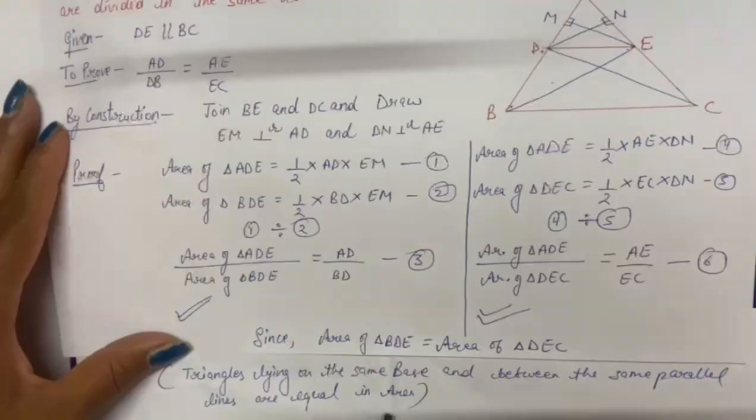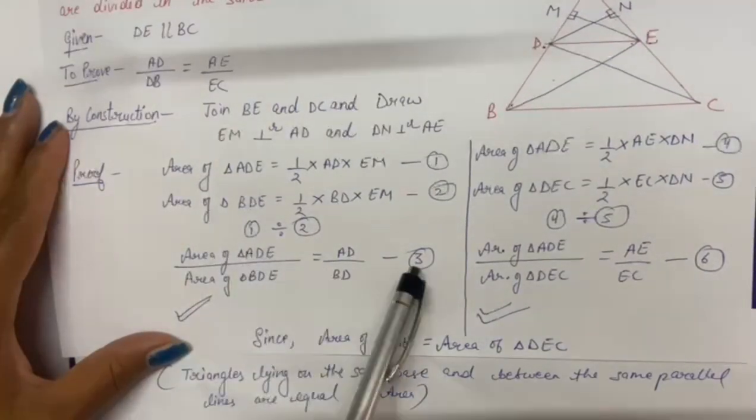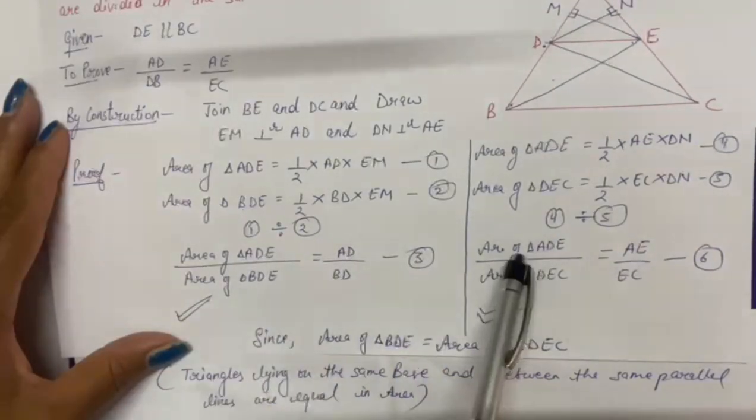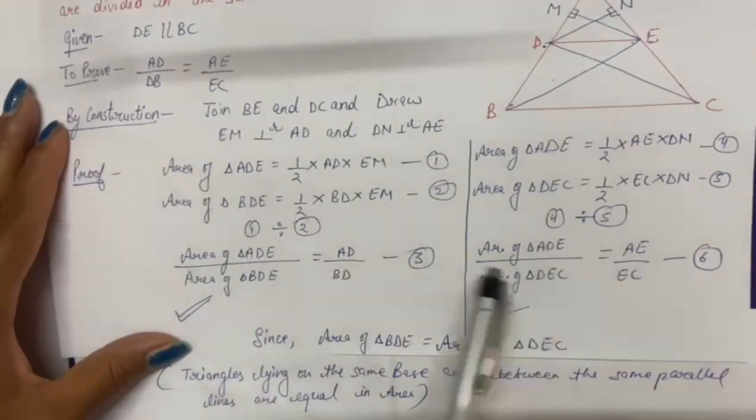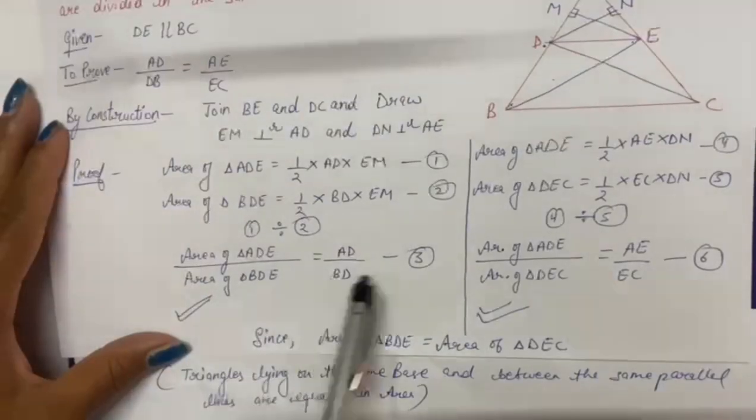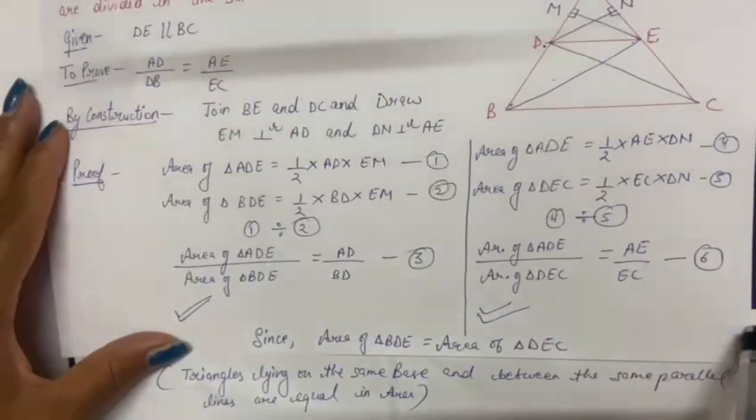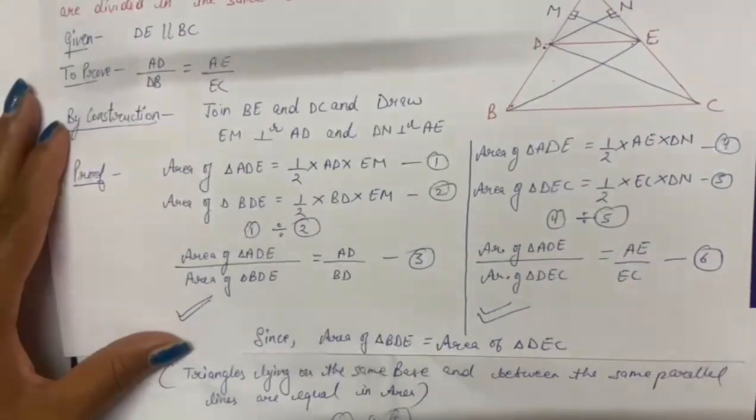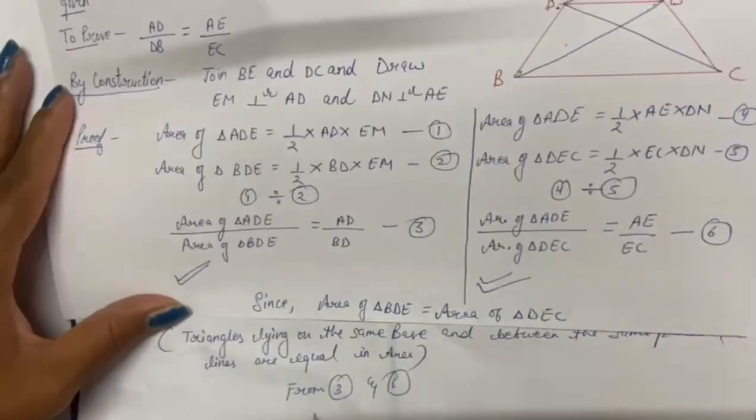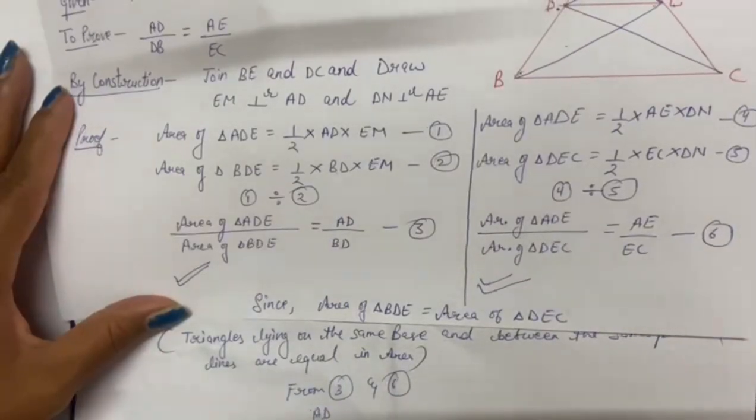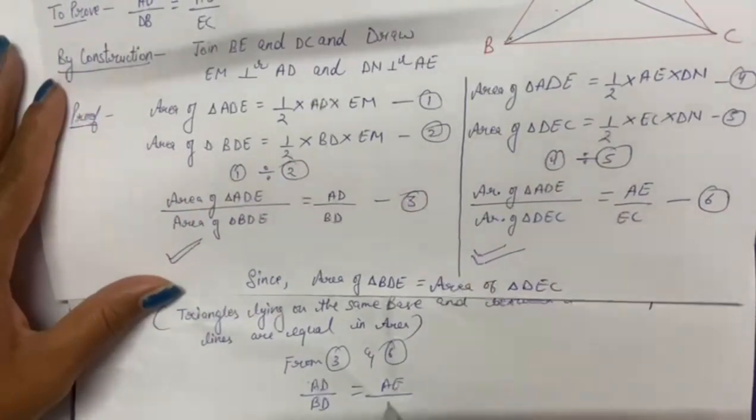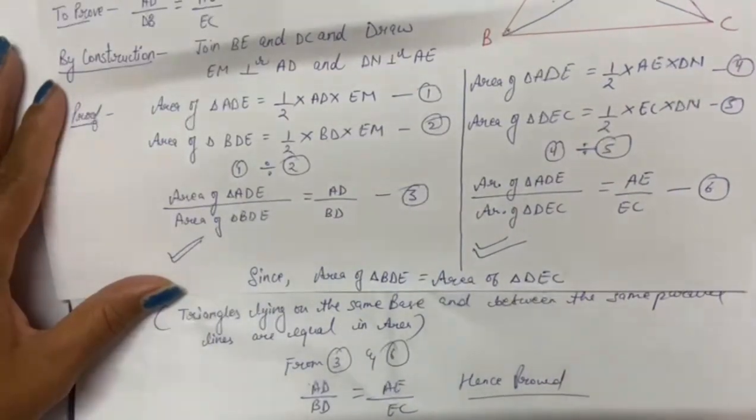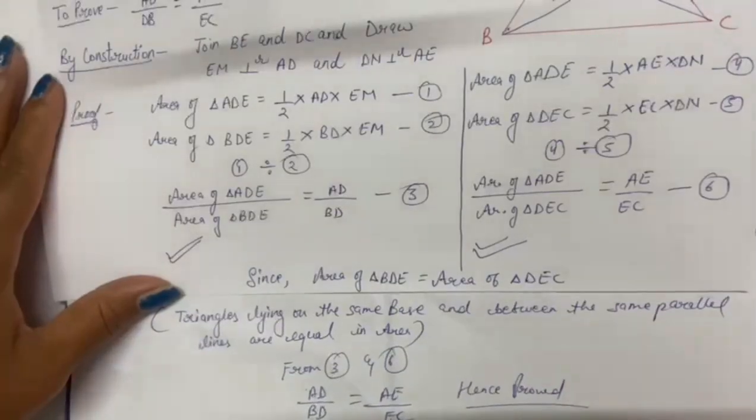So from this concept we can say that this LHS side of equation 3 and the same LHS side of equation 6 are equal, right? Because the triangles BDE and DEC are also equal, so anyhow this LHS part is equal. So from equation 3 and equation 6 we can easily write down AD by BD is equal to AE by EC. Hence proved. So this is the only thing we need to prove.